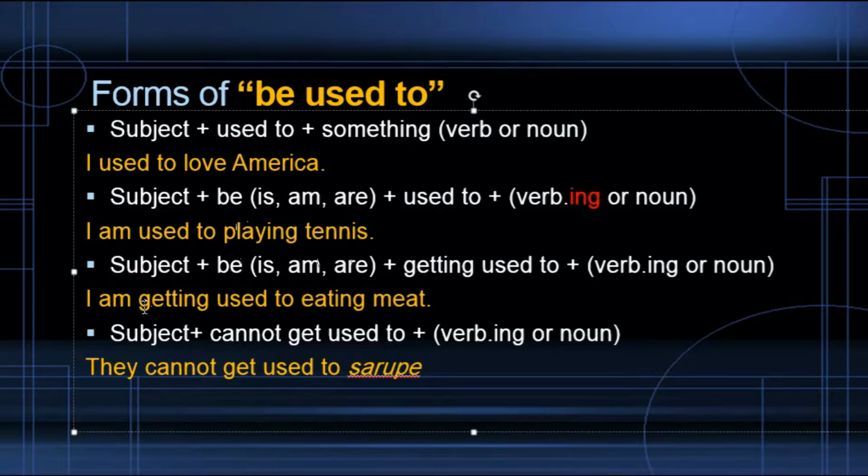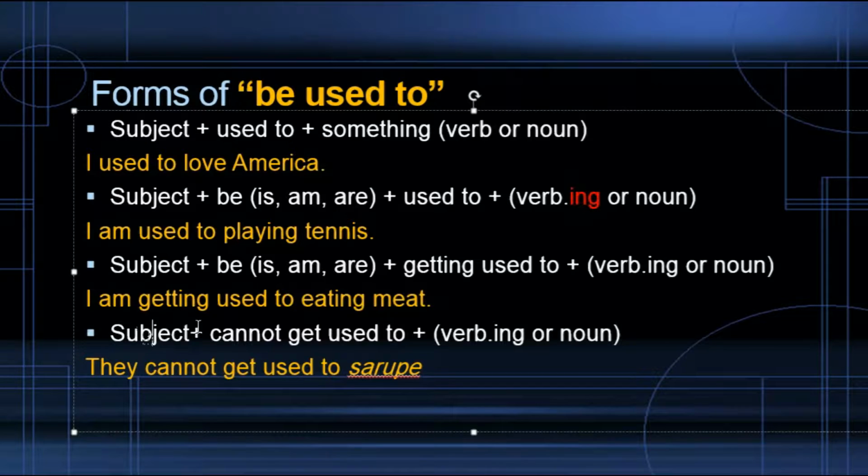The third use of it is when you have a subject, then is, am, or are, then you have getting used to, then verb ing or a noun. So same as the previous one, but you have getting added to it. So I am getting used to eating meat. I'm getting used to, then you have my verb, and I have an ing in it. Now each of these sentences mean a different thing. They demonstrate a completely different story, and that's why it is important to learn about all of them.